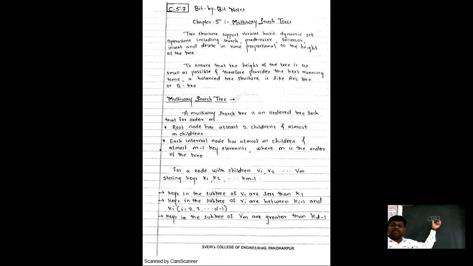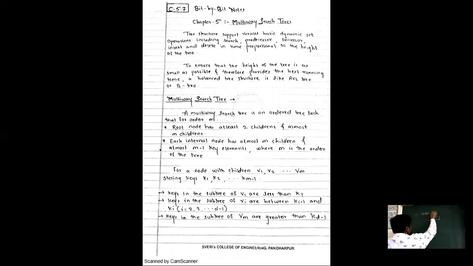But here in a multi-way search tree, in a single node we are able to store multiple values. Now, how to decide these multiple values? For that purpose, here you can see the root has at least 2 children and at most m children. So m is the order, right? That is given to you.